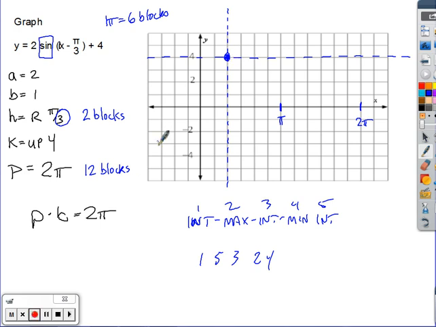1 period is 12 blocks or 2 pi. So I go 12 blocks away and plot my last point. Okay, my third point is halfway between those two. So halfway between here and here is 6 blocks. And that's still another intercept. Then my second point is halfway between these two, and that's a maximum because it's a positive sine curve. And that maximum comes from here. The amplitude is how we get our max and our min. So my max of 2, halfway here, my min of 2, and I can draw my curve. Put arrows on the end because it does continue forever.